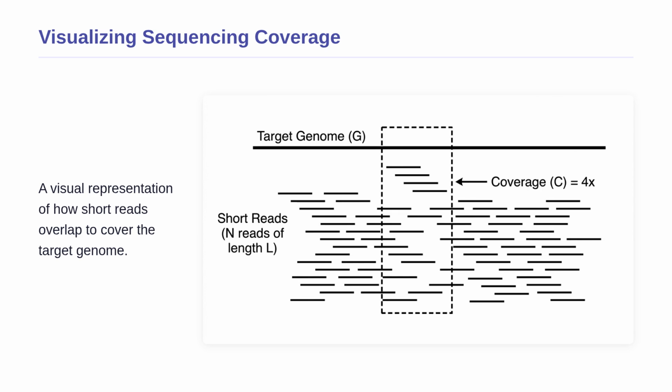If you count the number of short reads that fall within that specific vertical slice, you will see exactly 4 overlapping lines. This visually demonstrates a coverage of 4x for that specific base. By generating enough of these overlapping short reads, we ensure that the entire target genome is covered multiple times, allowing us to accurately reconstruct the full sequence without leaving massive gaps.